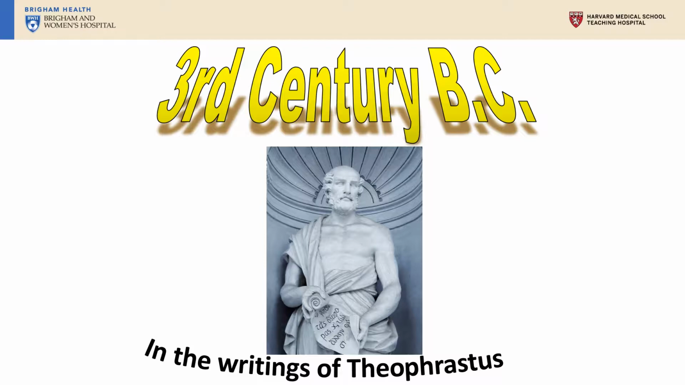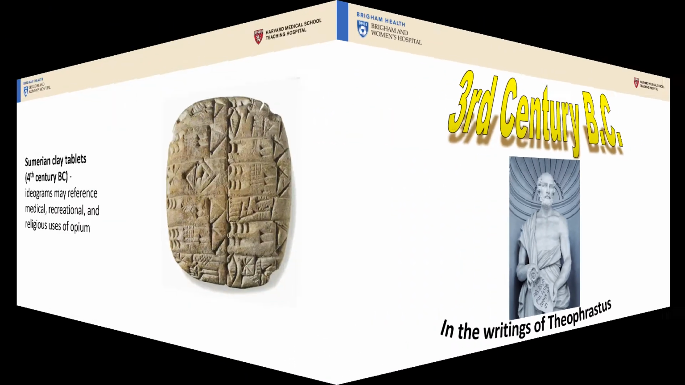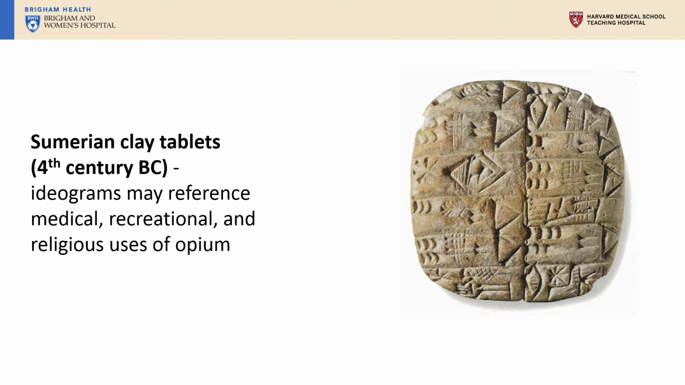Now, as many things in history, this claim is disputed. For instance, Sumerian clay tablets from the 4th century BC have ideograms that may reference medical, recreational, and religious uses of opium. So they lose because the writing still isn't fully understood, and thus it hasn't been 100% authenticated that the use of opium was for pain.